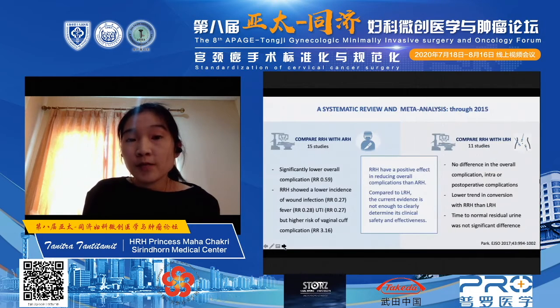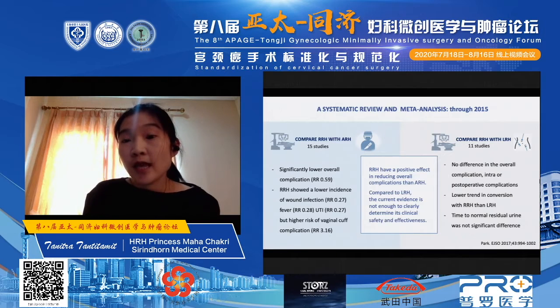A systematic review and meta-analysis through 2015 compared robotic and abdominal surgery, including 15 studies, and compared robotic and laparoscopic surgery from 11 studies. The results showed that the patients in the robotic group had significantly lower overall complications than abdominal surgery, and robotics also showed a lower incidence of wound infection, fever, and urinary tract infection, but it has a higher risk of vaginal complications.